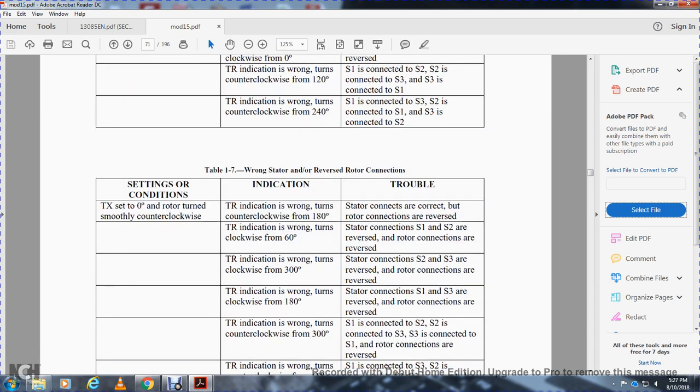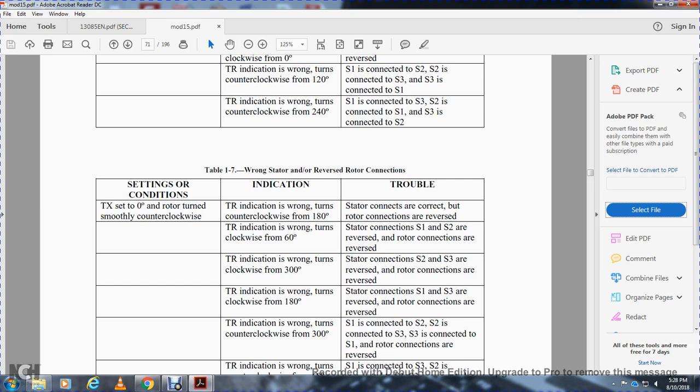Torque transmitter set at 0 degrees, rotor turned smoothly counterclockwise. Torque receiver indicates the wrong turn, counterclockwise from 180 degrees. The trouble is stator connected correctly with the rotor connections reversed. Torque receiver indicates the wrong turn, clockwise at 60 degrees. Stator 1 and stator 2 connections are reversed, and the rotor connections are reversed. Torque receiver indicates the wrong turn, clockwise at 300 degrees.